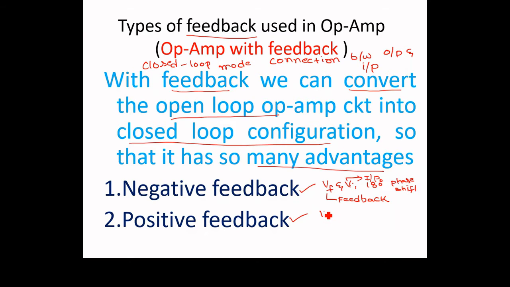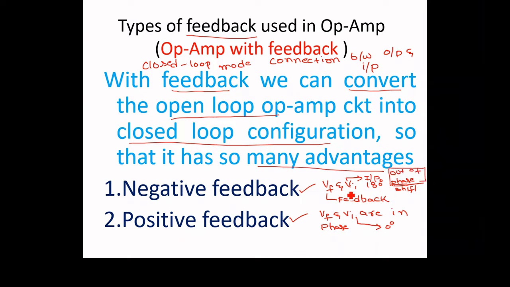Whereas in positive feedback, Vf and Vi are in phase. Whenever they are in phase, they are said to be in positive feedback, or the phase difference between these two is simply 0 degrees. There is no phase difference, they are in phase, whereas in negative feedback they are out of phase.